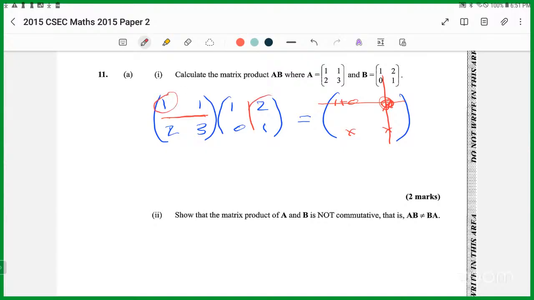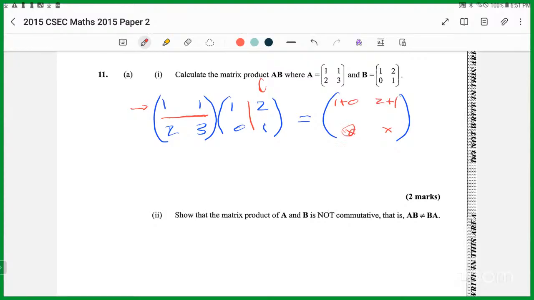First element times first element, second element times second element. So it's this row and this column. So it's 1 times 2 and 1 times 1. Now 1 times 2 is 2 and 1 times 1 is 1. So you're adding 1.